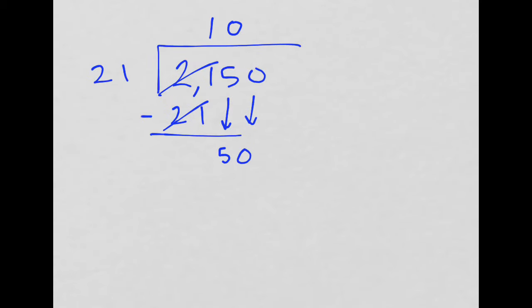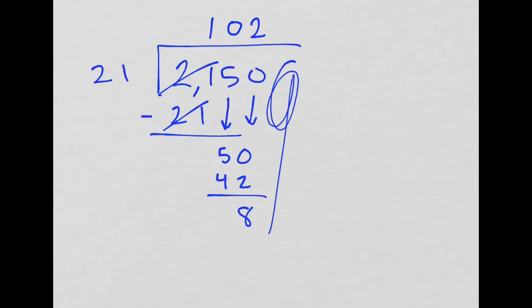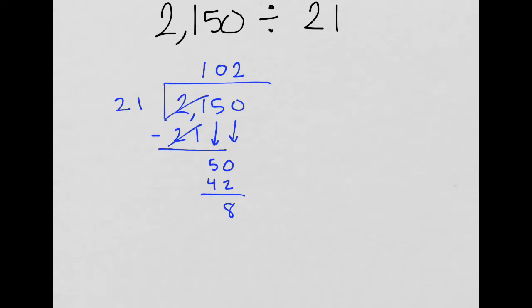Now, what if I do it times 2? That's 42. Do it times 3, that's too high, 63. So let's multiply by 4. 4 times 21 is, whoops, why did I do 4? I meant 2. 2 times 21 gives you 42. Okay. And then I subtract, and that gives me 8. Okay. Then there's nothing that I can divide.